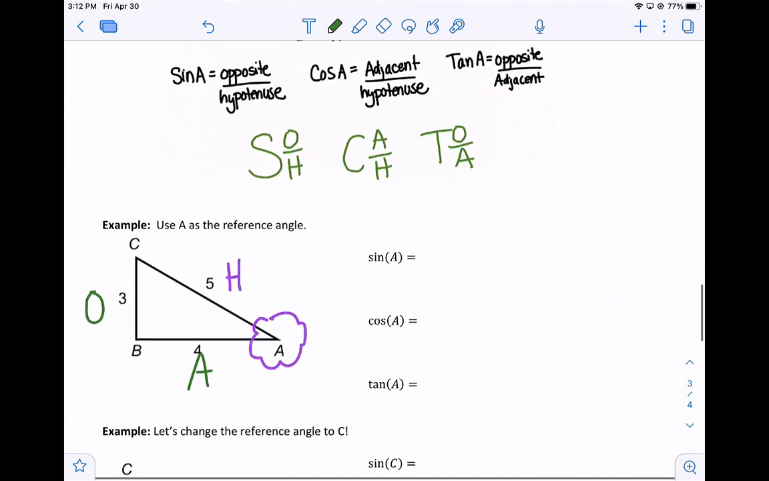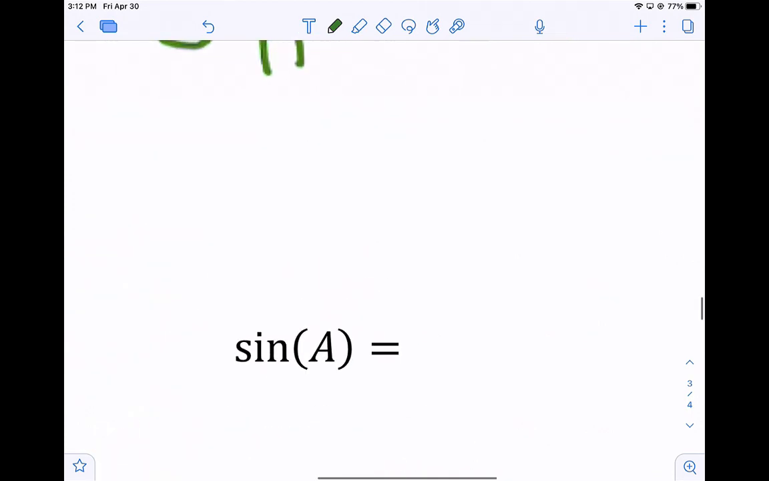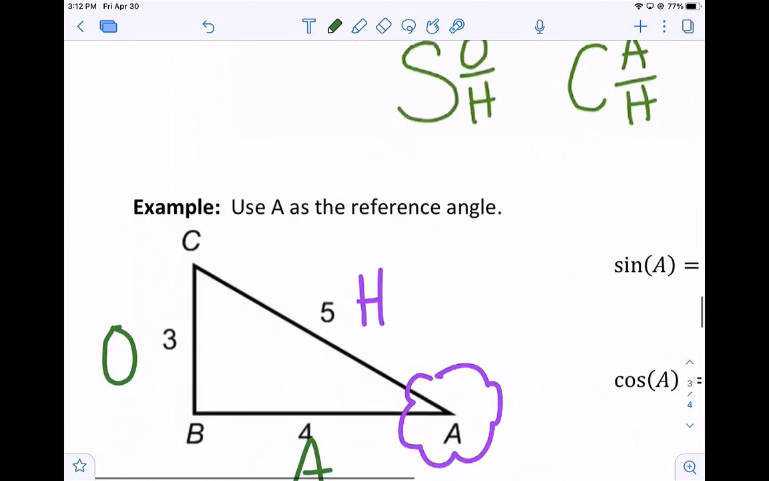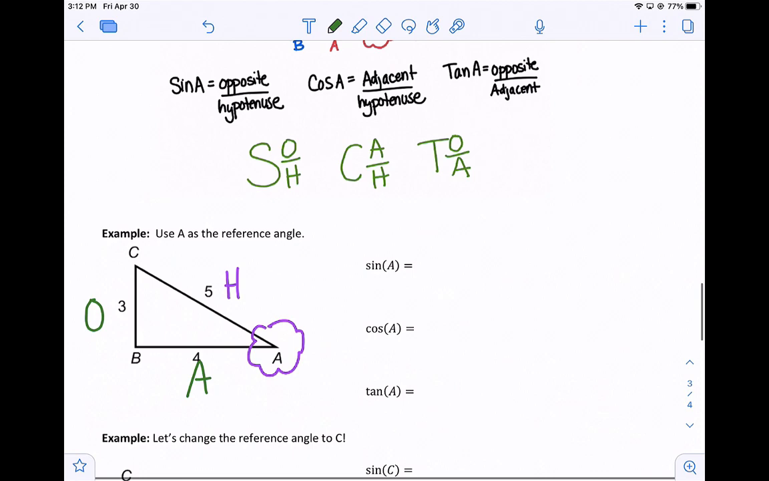And now we're going to write our 3 trig ratios. So sine of A is opposite over hypotenuse. So the opposite side is 3, the hypotenuse is 5. If we could reduce the fraction, we would, but 3/5 is already in lowest terms.